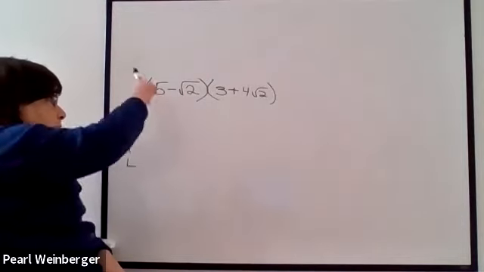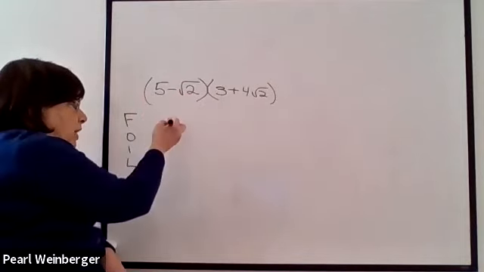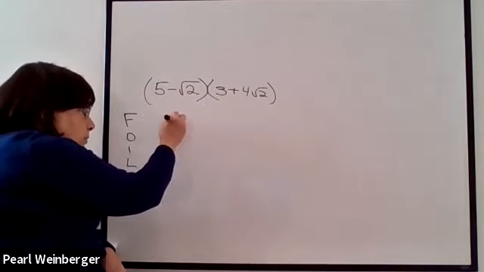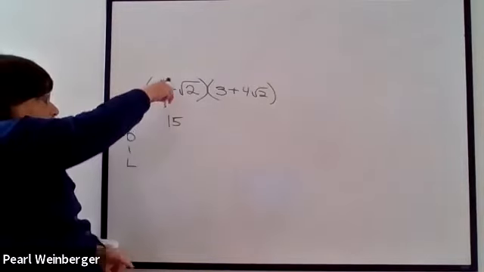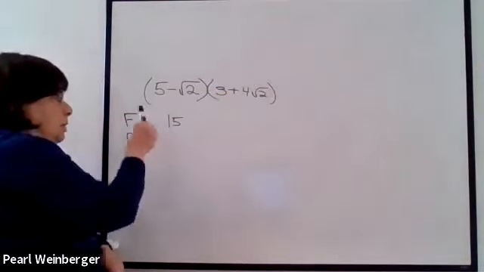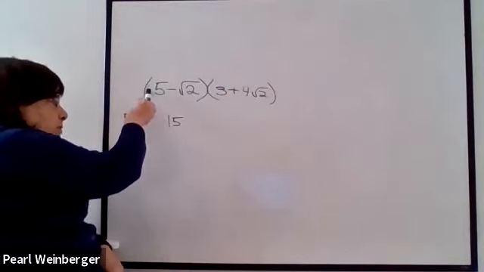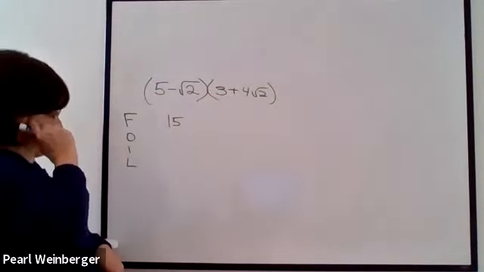So let's do that first. The first terms are a 5 and a 3, so 5 times 3 is 15. Okay, now we're at outer. That means the 5 and the 4 radical 2. This is a positive 5 and a positive 4 radical 2.